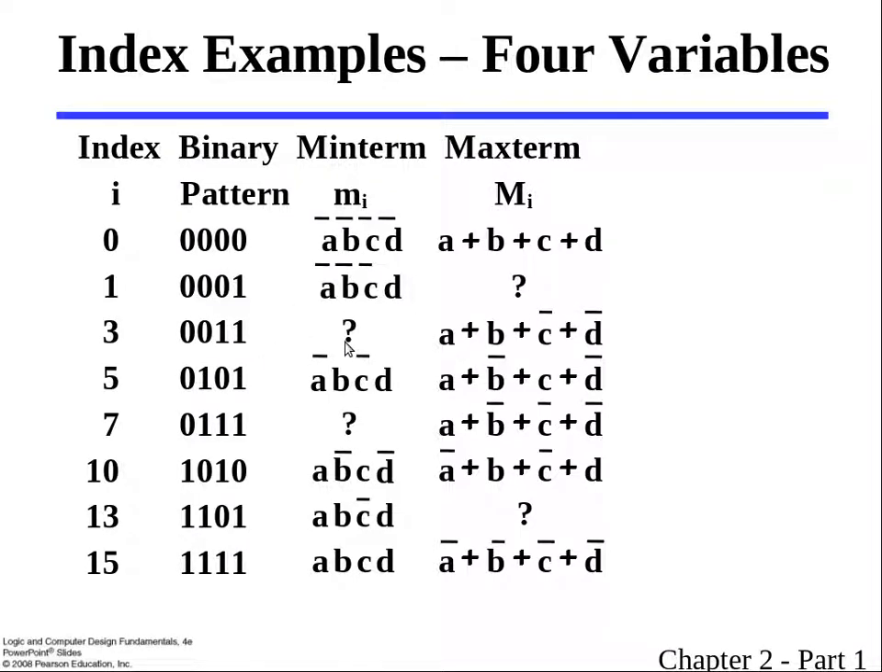All right, how about this one right here for 3 on the minterm? Go for it, guys. You got this. Not A and not B, and C and D. Right.